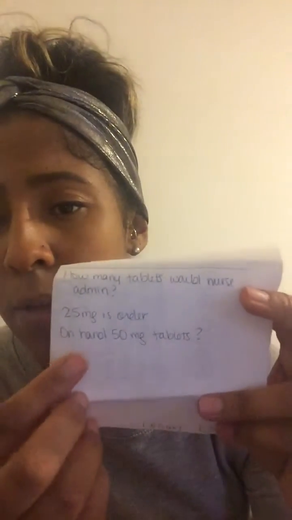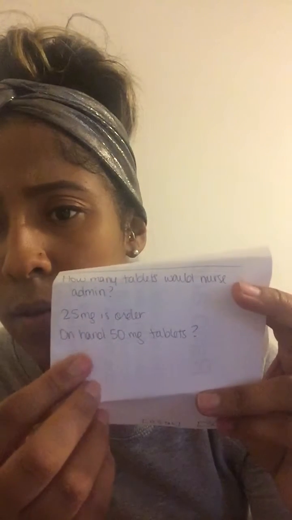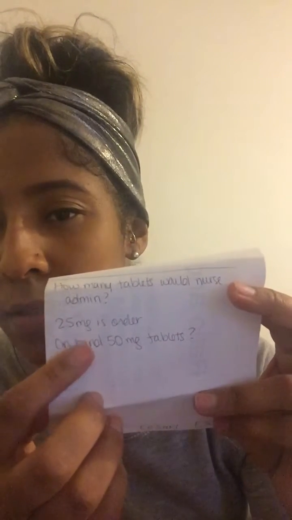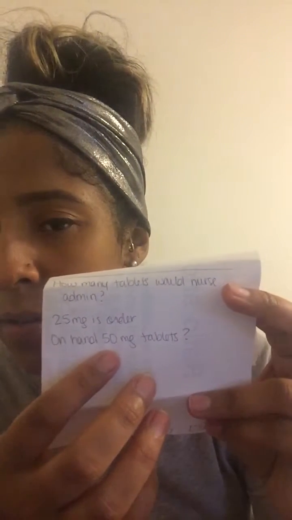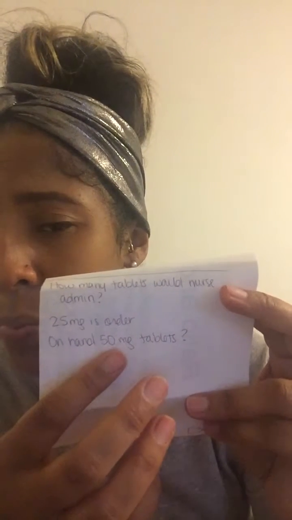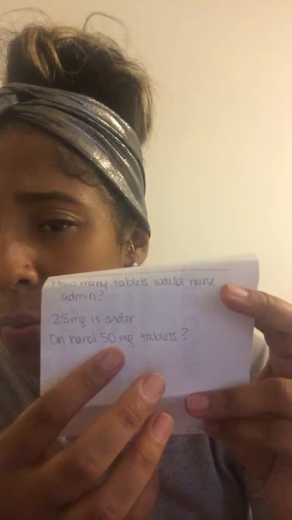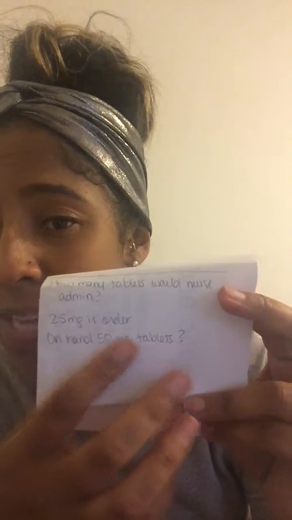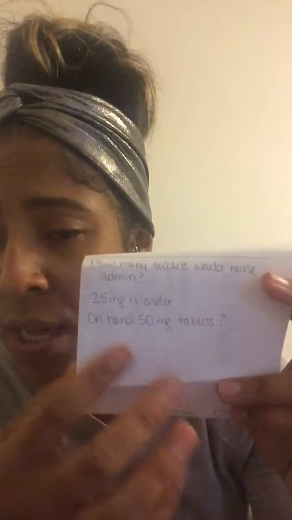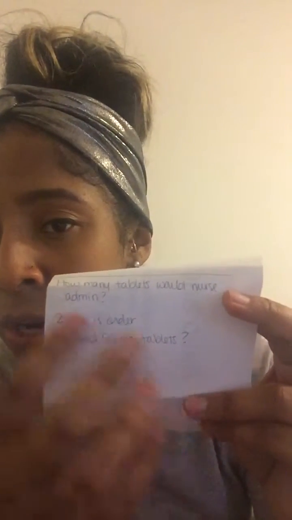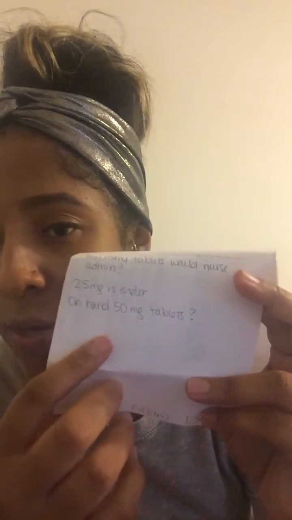I know some people in my class were a little bit conflicted with this because it has the tablets. So they were putting 0.5 milligram tablets. But again, when you set the equation up correctly, these milligrams are going to cross each other out and you're left with tablets. So this answer again was 0.5 tablets.